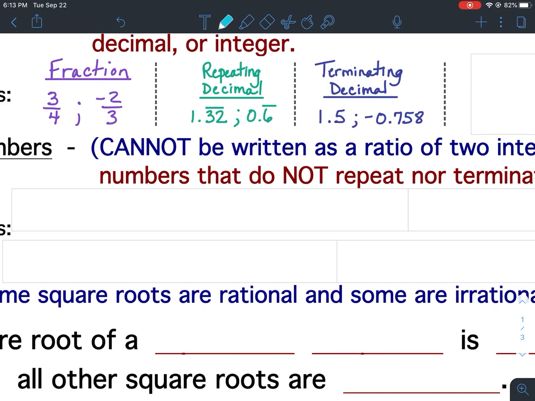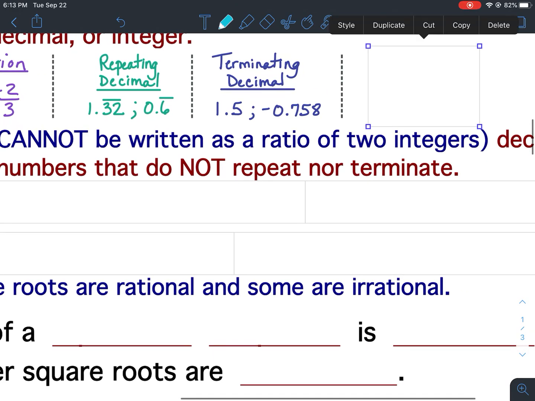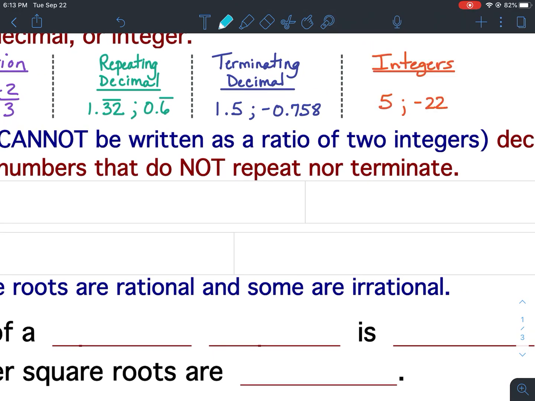Next, terminating decimals, decimals that end. 1.5, it ends at the 5. Or negative 0.758, it ends after the 8. Those are terminating decimals, decimals that end. And then again, last, there's integers, 5, negative 22, 1 million, that's an integer, and so forth.